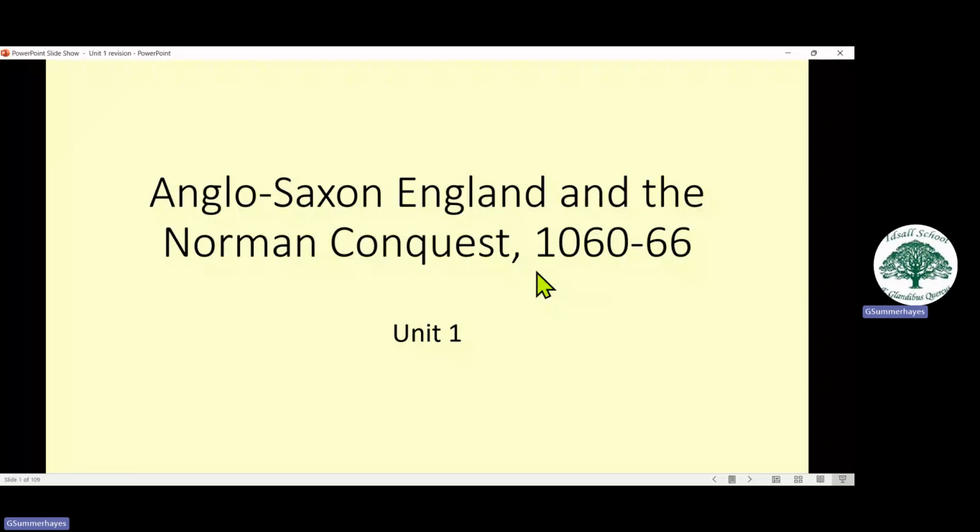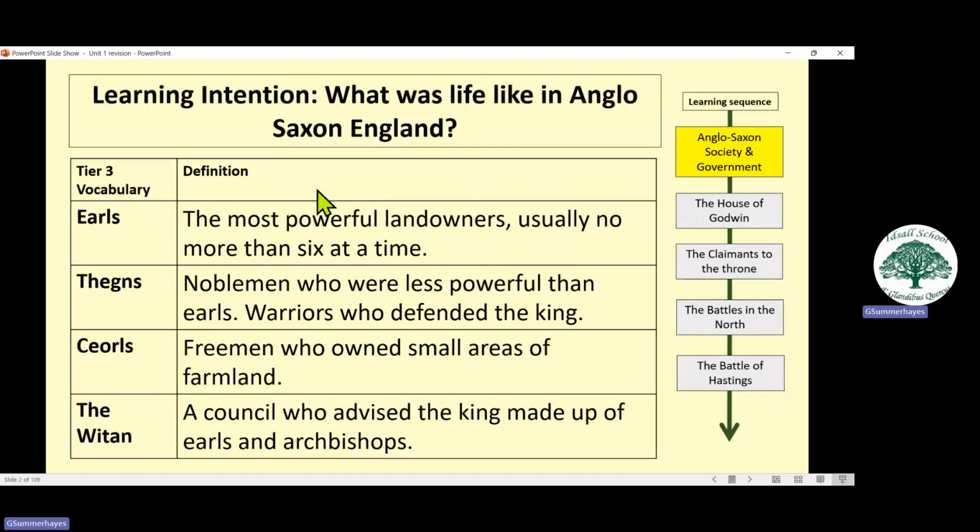Welcome to this revision PowerPoint on, can you guess what it is yet? Anglo-Saxon England and the Norman Conquest, 1060 to 66. It's the first unit out of 3 of the Anglo-Saxon and Normans, and we shall start off with life in Anglo-Saxon England. If you don't understand any of those words, well, there's a definition.